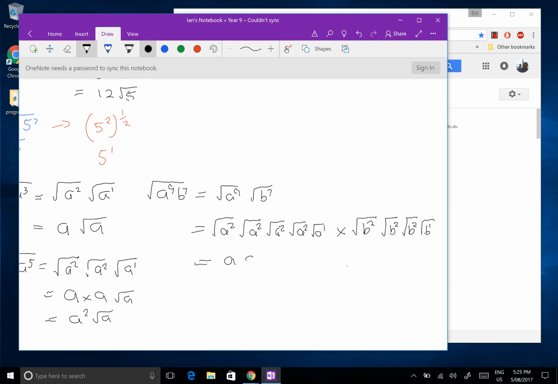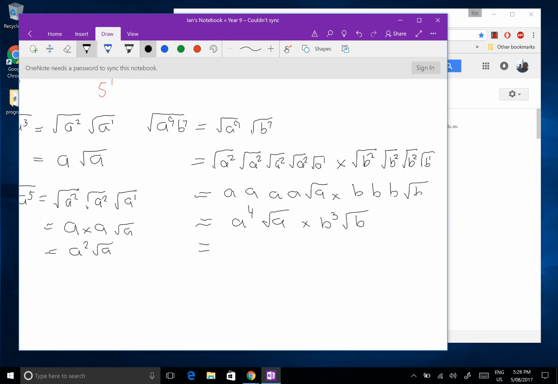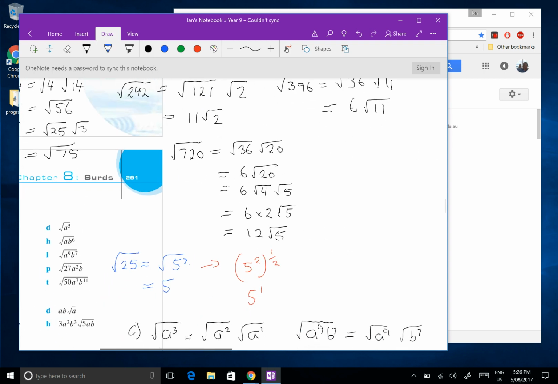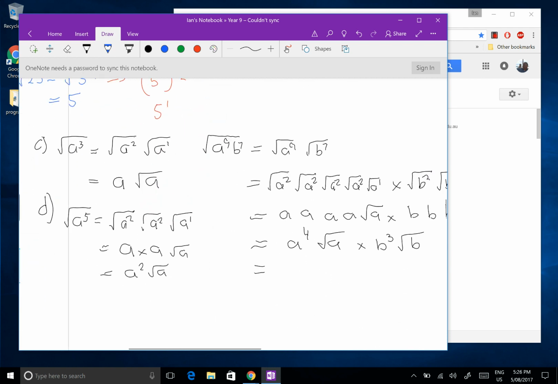Well, that becomes a to the 4, root a, times b cubed, root b. And I can put all that together. I don't know how the answers put this. This is 8L. Yeah, they put it the way I'm about to do it: a to the 4 b cubed root a root b.